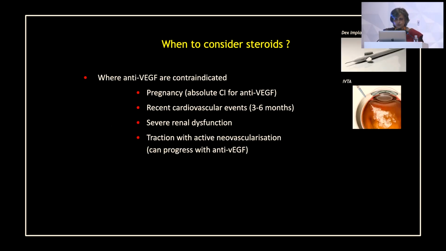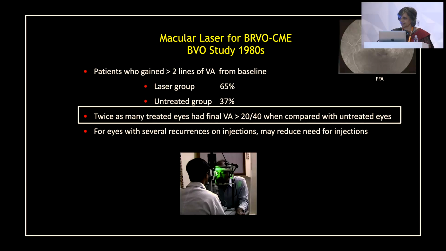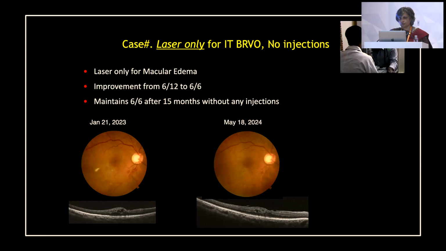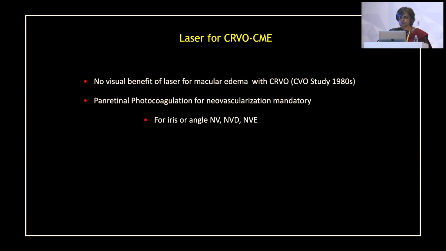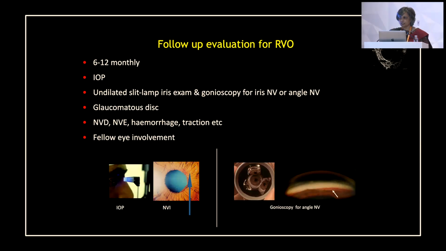When to consider steroids? This is only where anti-VEGFs may be contraindicated, such as in pregnancy, recent cardiovascular events, severe renal dysfunction, or where there is traction which can worsen with anti-VEGF. Macular laser for BRVO, just like DME, is not very desirable, but may reduce recurrences. For CRVO, there is no role for macular laser, but of course pan-retinal laser.